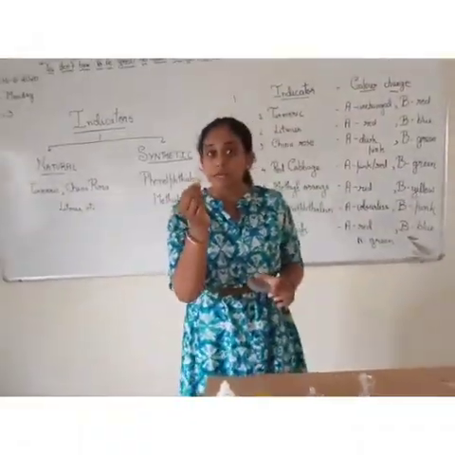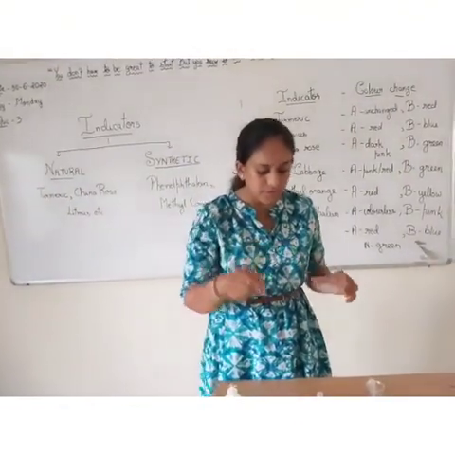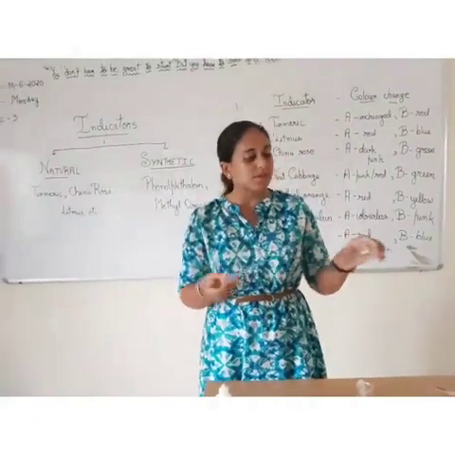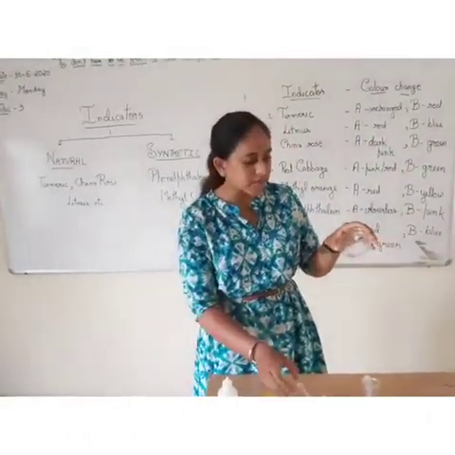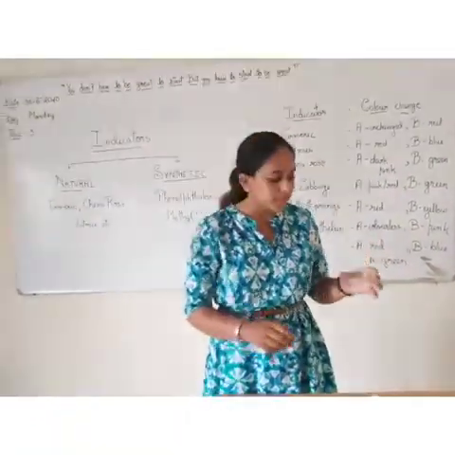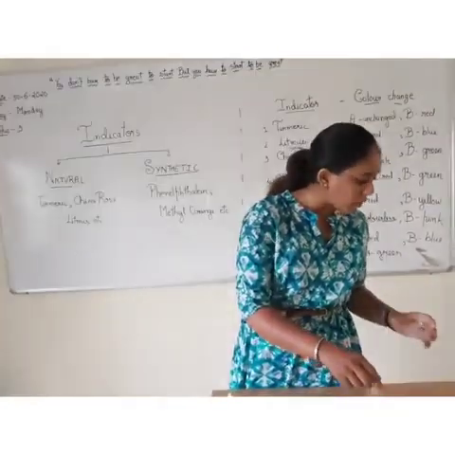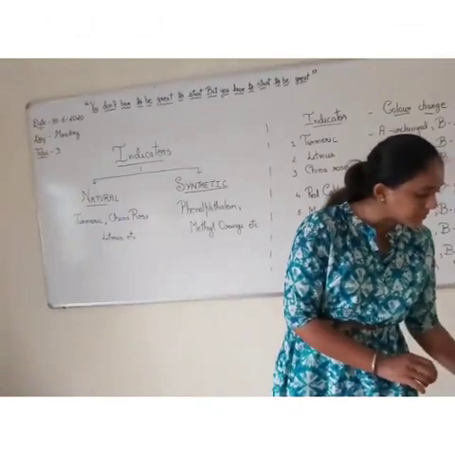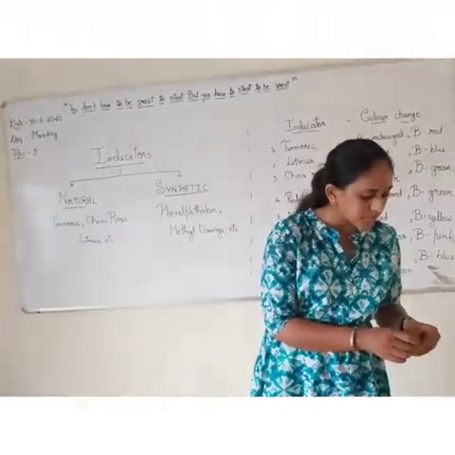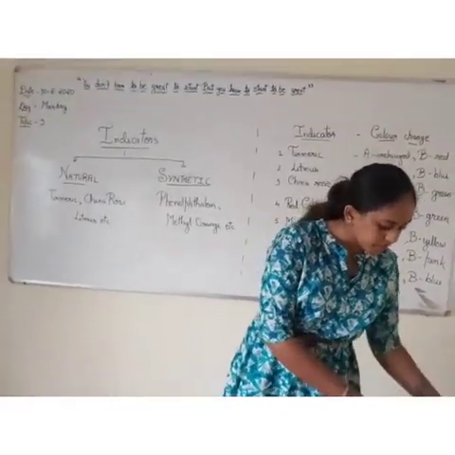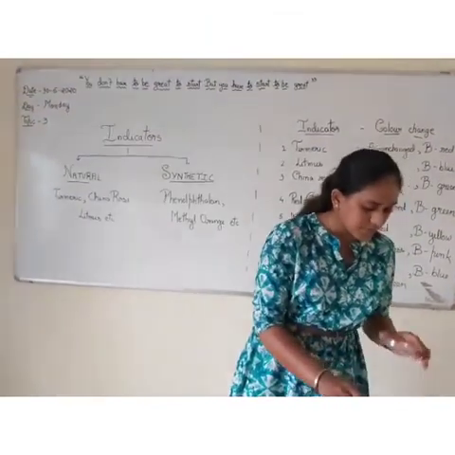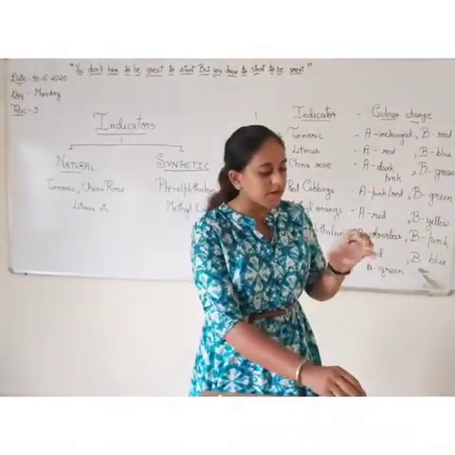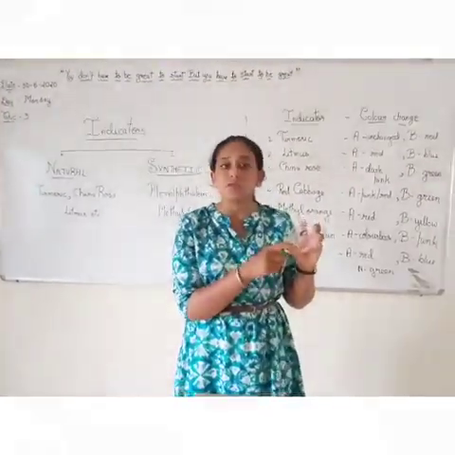So I am taking a pH paper and as I put a drop of base, it turned blue. When I add a drop of acid over a new pH paper, it is going to turn red, just like the litmus paper which was shown earlier.